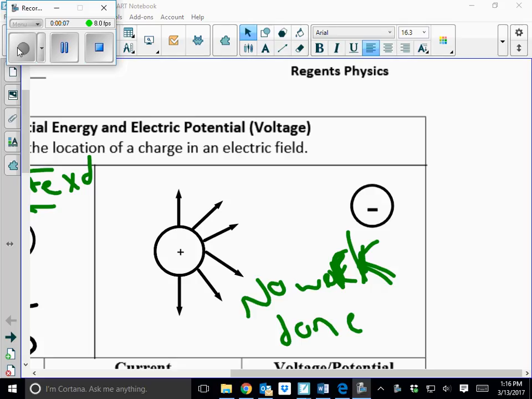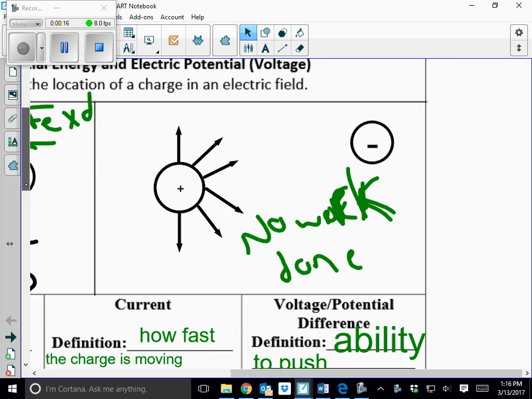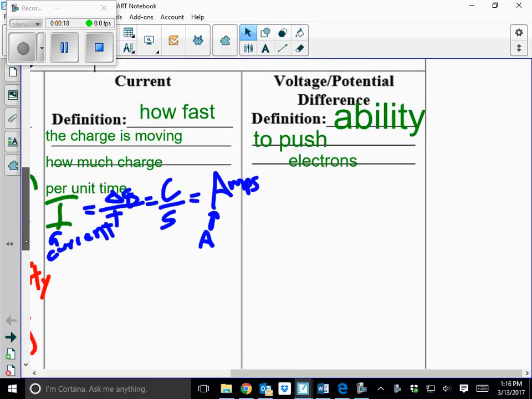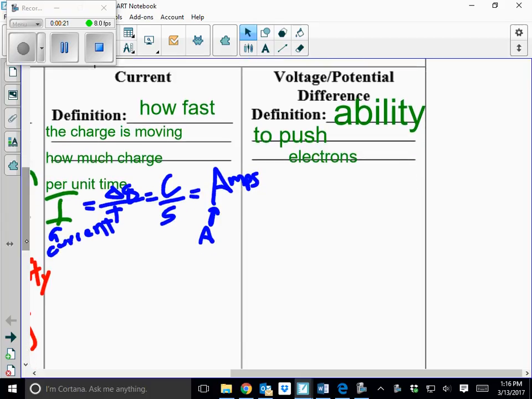So last time we talked about electric fields and how a voltage is work done over a charge. We talked about current, and we also talked about resistance. And so now we're going to talk about voltage real quick. So voltage, or another word for voltage, is your potential difference, is the ability to push electrons.